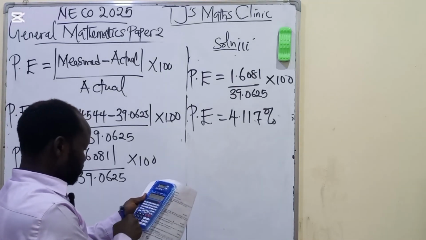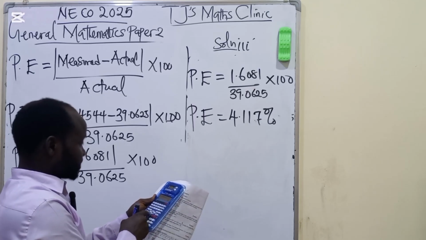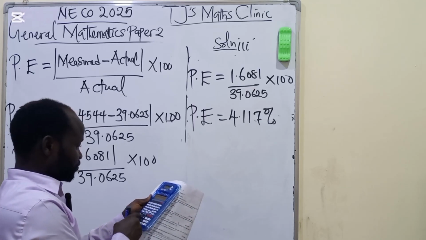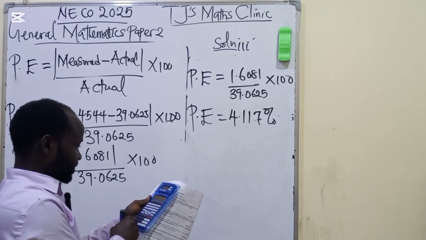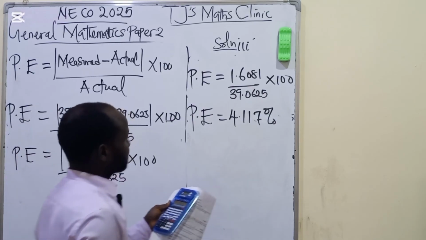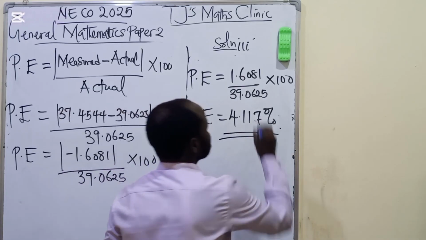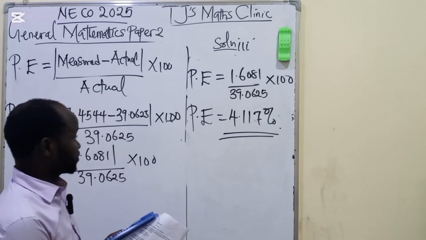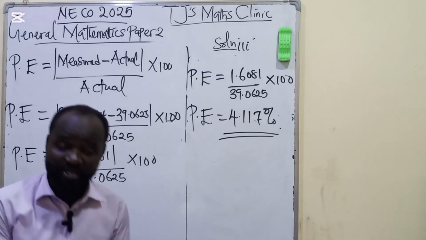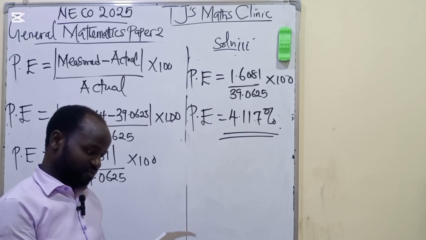Let's do it again. 1.6081 divided by 39.0625, multiply it by 100. That will be 4.117%. So this is the solution to this question. That's the percentage error in the calculated area. So this is the solution to question 1.